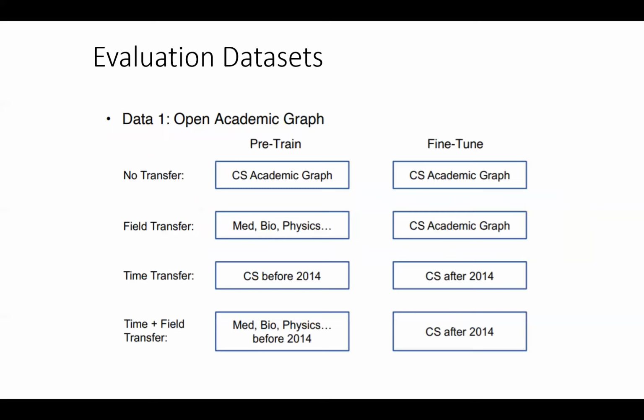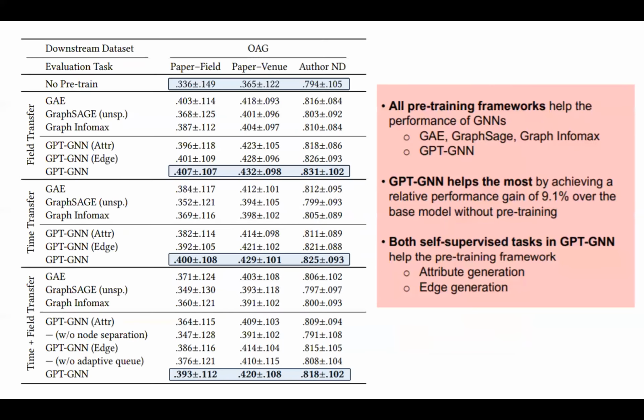To mimic the real-world domain transfer setting, we choose nodes of some specific domains for pre-training and conduct downstream evaluation on a different domain. Specifically, in field transfer, we use all the papers except CS for pre-training and use CS papers for fine-tuning. In time transfer, we use CS papers before 2014 for pre-training and CS papers after 2014 for fine-tuning. We also consider combining the two transfer settings together, which becomes the most challenging setting.